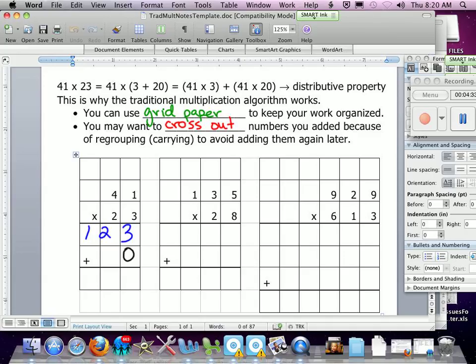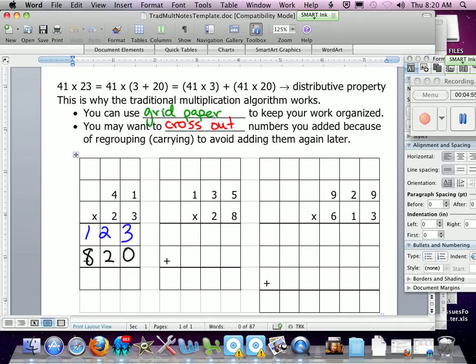2 times 4. 8. So that 0 there is because 20 times 41 equals 820. So that's why that 0 is the best option, because it is significant. It lets us read what that is and where it comes from.